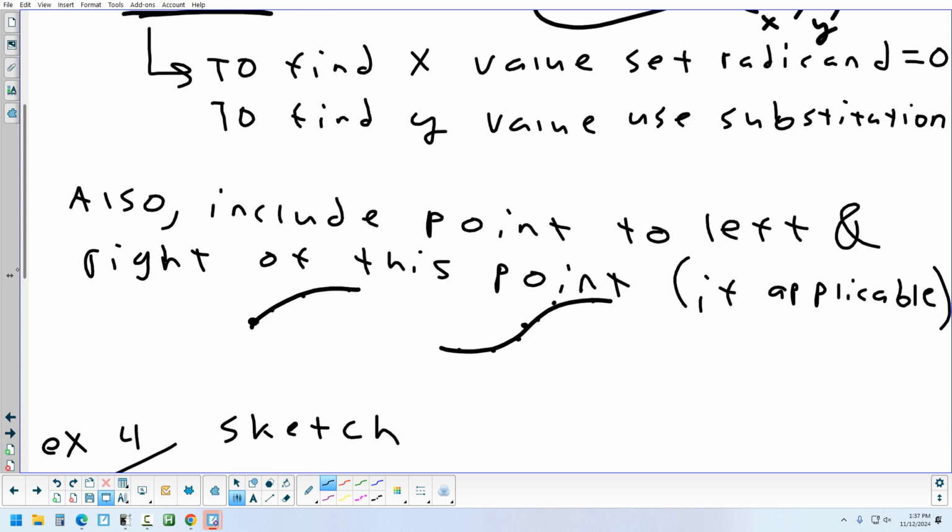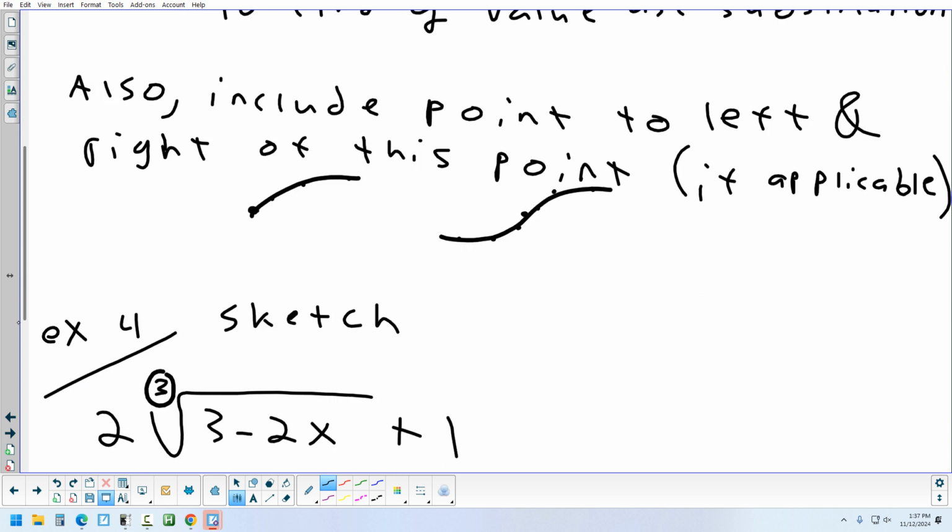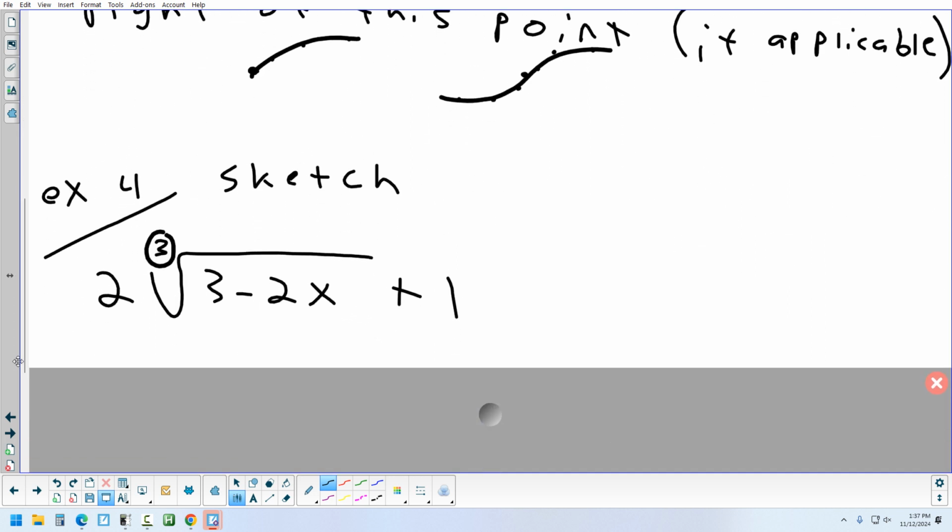How do I find the x value? Set what equal to 0? The equation. Not the whole equation, just the inside part. That's all we have to set equal to 0. 3 minus 2x equals 0. And what would be my first step to solve that? Minus 3.